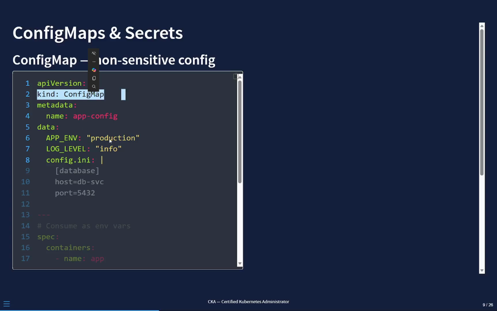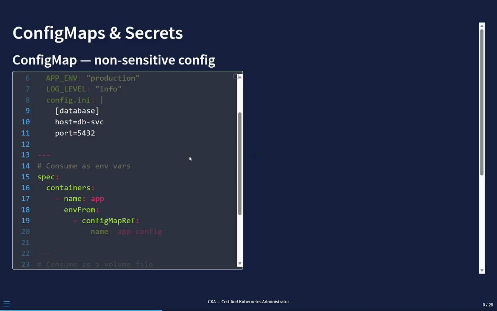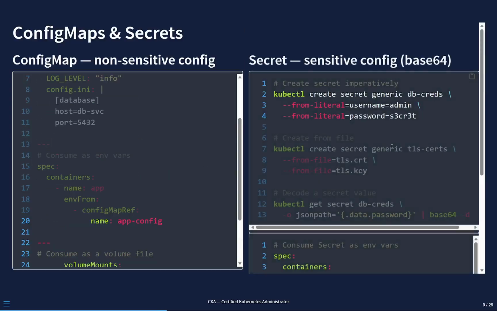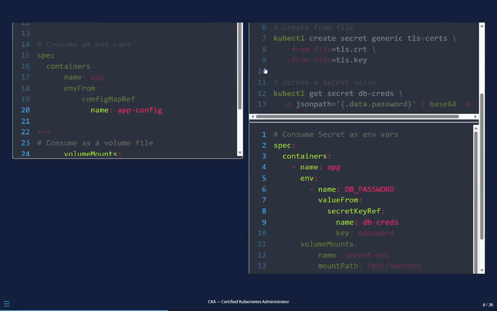You can consume it two ways. Inject all keys as environment variables using envFrom, or mount the entire ConfigMap as a directory of files using volumes and volumeMounts. Secrets work the same way, but values are base64 encoded. Note that base64 is not encryption, it is just encoding.